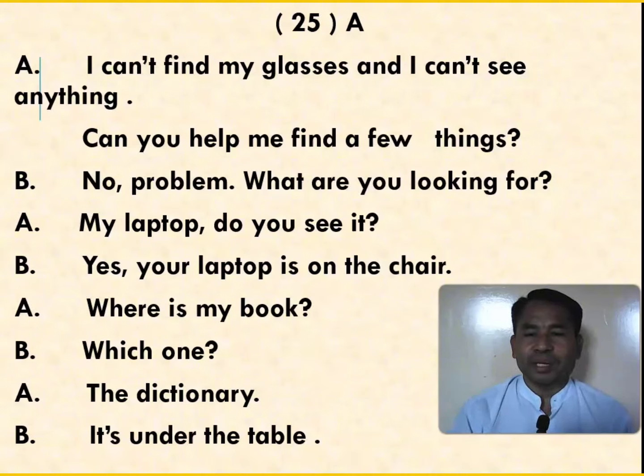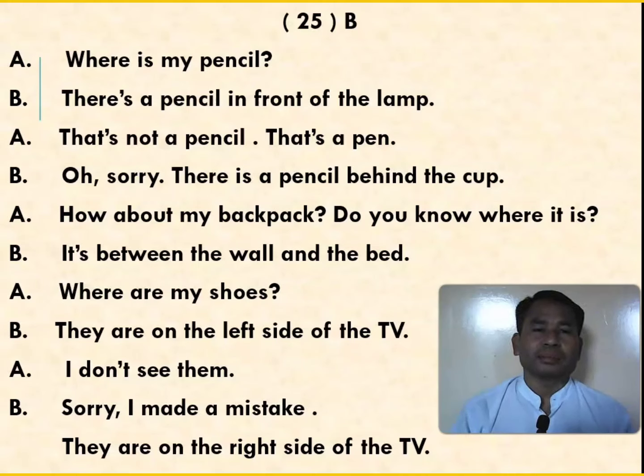Great, let's do it again. I am A, you are B. Okay, let's go. I can't find my glasses and I can't see anything. Can you help me find a few things? My laptop, do you see it? Where's my book? The dictionary. Where is my pencil? That's not a pencil, that's a pen. How about my backpack? Where are my shoes? I don't see them.